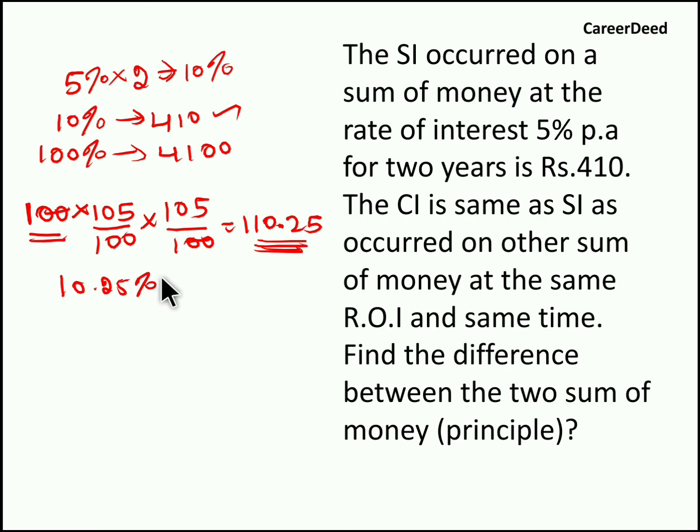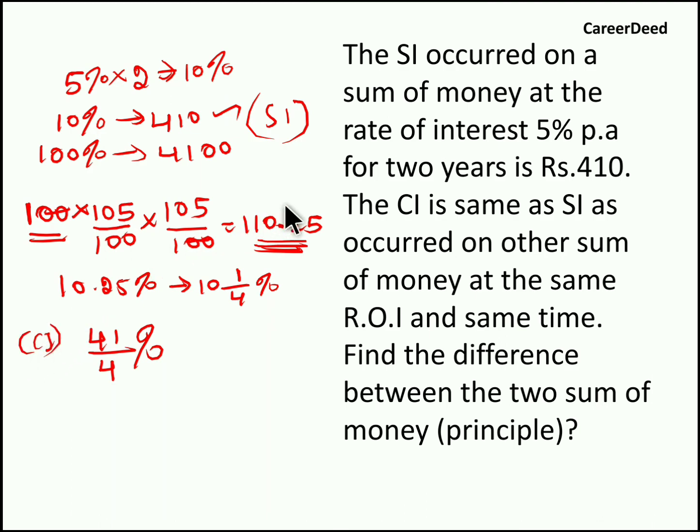Now we can write this 10.25 as 10 1 by 4%. So 10 1 by 4% can be written as 41 by 4%. Now we found 41 by 4% is nothing but 410 rupees, because the simple and compound interest both are equal, right? So in simple interest also the money is 410, in compound interest also the money is 410, but in simple interest 10% is 410, but in compound interest 41 by 4% is 410.